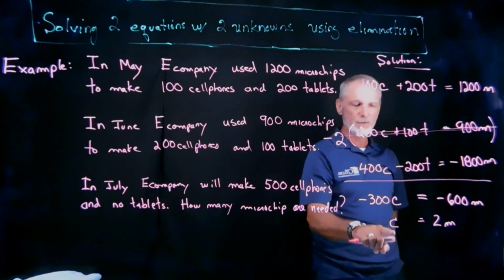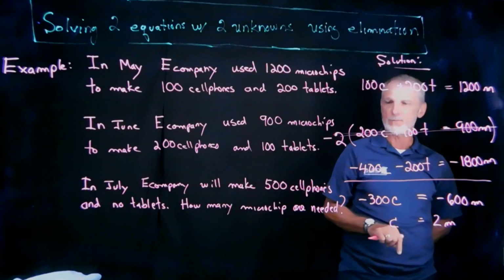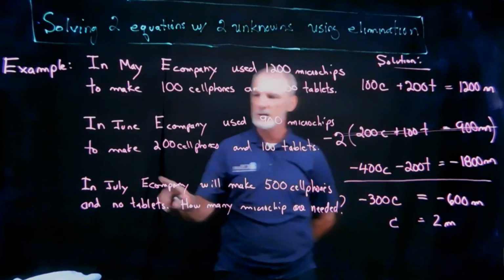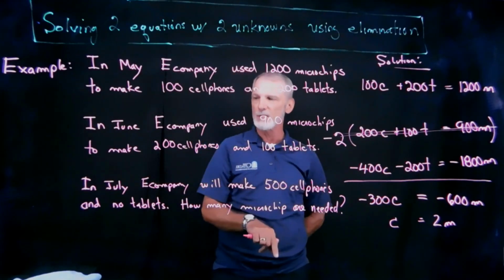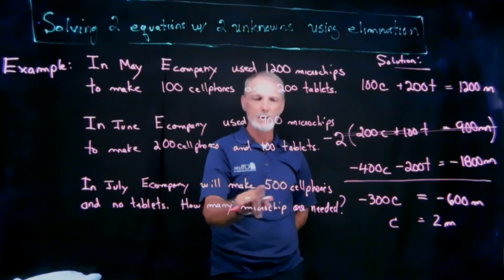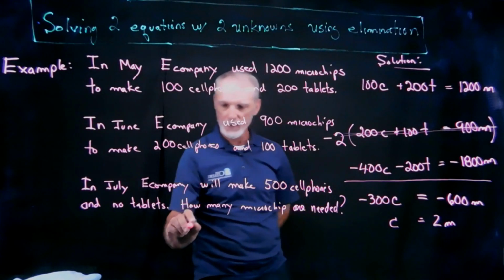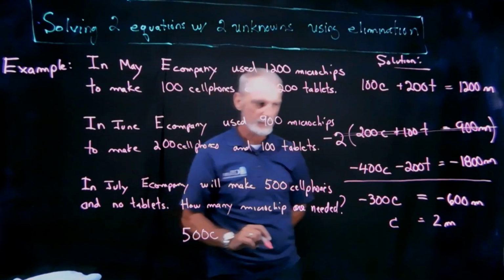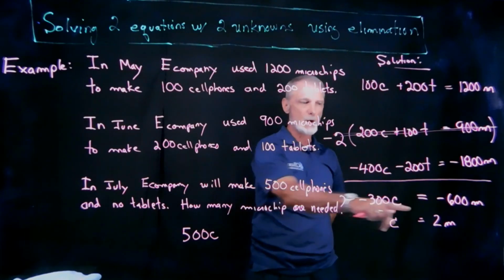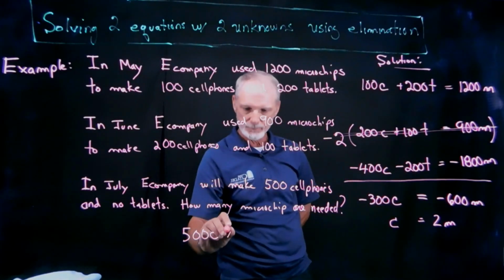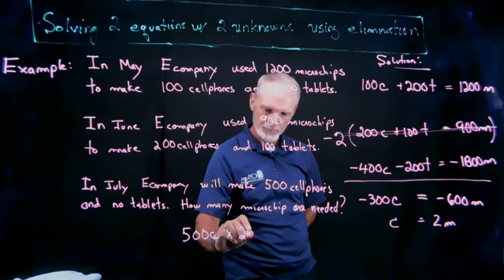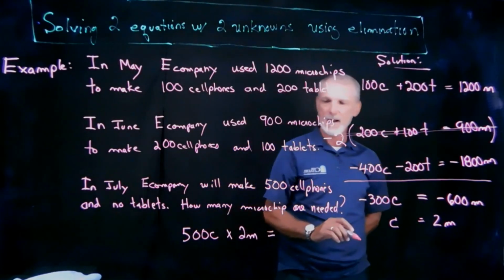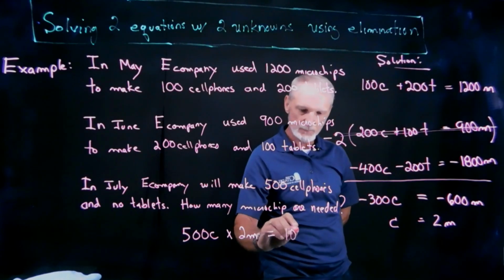So you see that each cell phone requires 2 microchips. So if we know that now, we can answer the question. In July, the company will make 500 cell phones and no tablets. How many microchips are needed? Well, if we have 500C, and each C requires 2 microchips, we are going to need exactly 1,000 microchips.